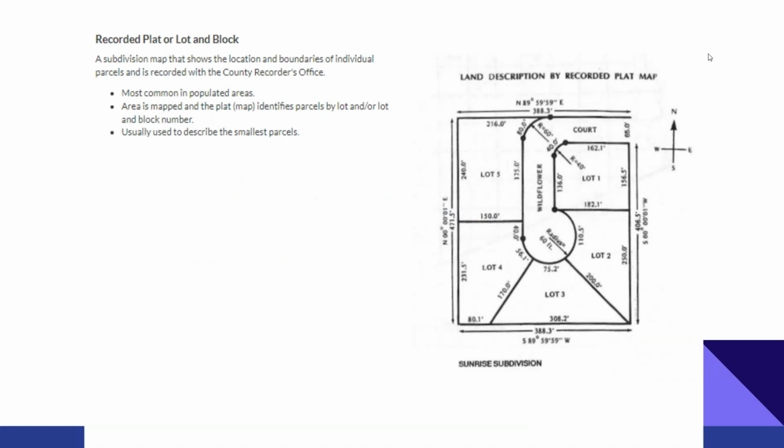Recorded plat or lot and block. A subdivision map that shows the location and boundaries of individual parcels and is recorded with the county records office. Most common in populated areas. Area is mapped and the plat map identifies parcels by lot and or lot and block number, usually used to describe the smallest parcel. So again, we have a little picture here. Land description by record plat map. Okay, just shows that.